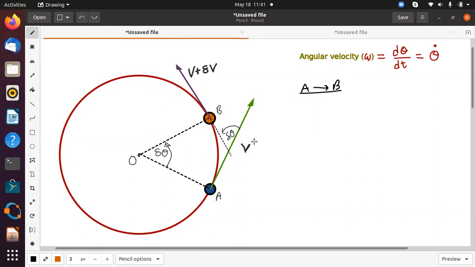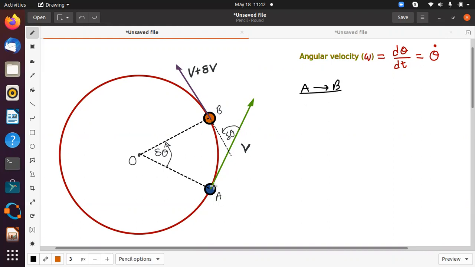Okay, so this is the motion from A to B, and when a particle goes from here to here, you can see that the angle will change as well. There's a rotation. This rotation corresponds to an angular velocity. That means the rate at which this angle is changing. The rate of change of this angle is defined as the angular velocity. We denote it by omega, angular velocity omega, and that is d theta by dt. Often we denote it as theta dot. This is the angular velocity.